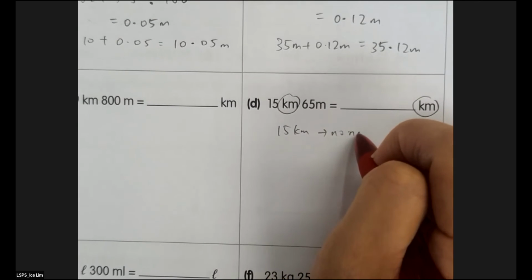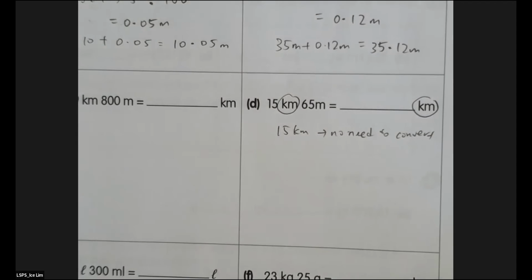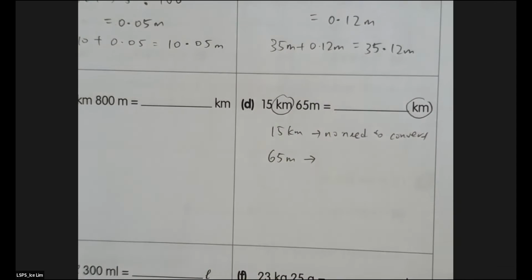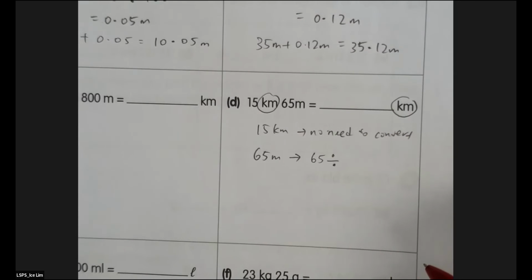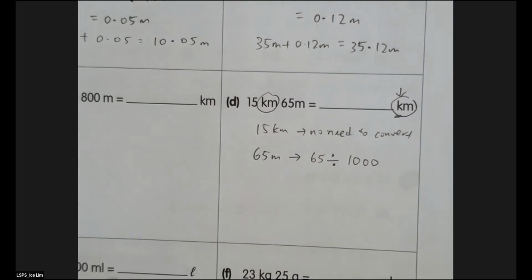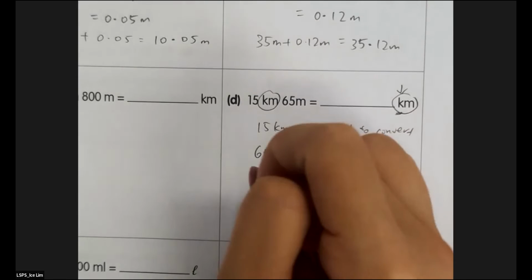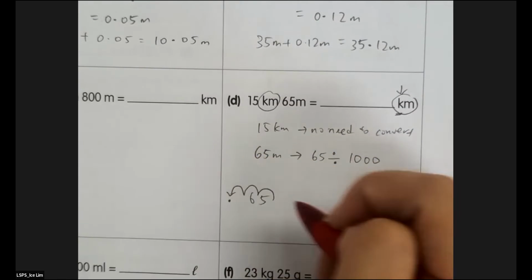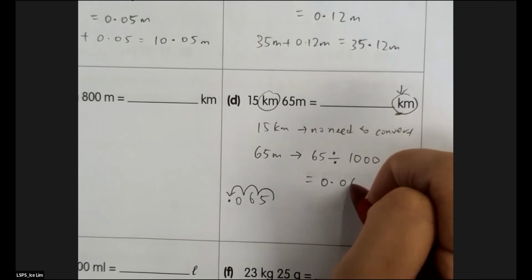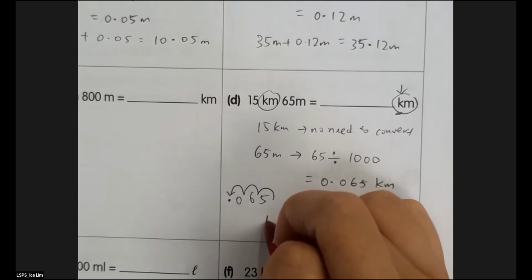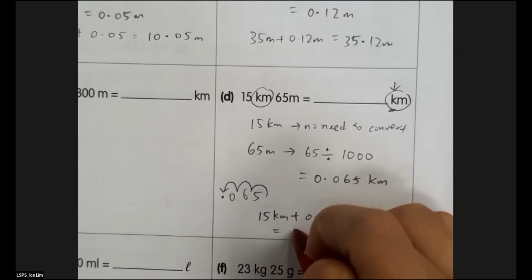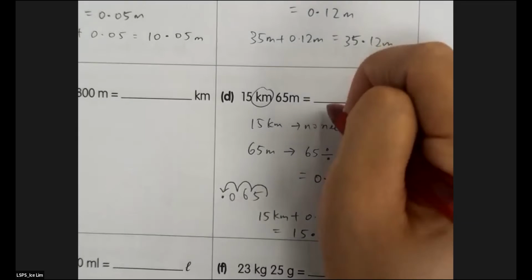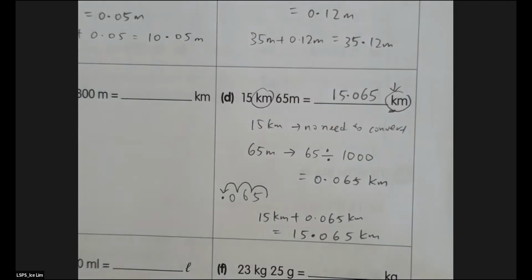Kilometer, no need to convert. Stay as kilometer. But 55 meter need to change. Smaller unit become bigger unit, divide by 1,000. The moment you see K stands for kilo, that will be 1,000. 0.065 kilometer. Don't forget to add back the 15 kilometer plus 0.065 kilometer. You will get 15.065 kilometers. Is that okay?